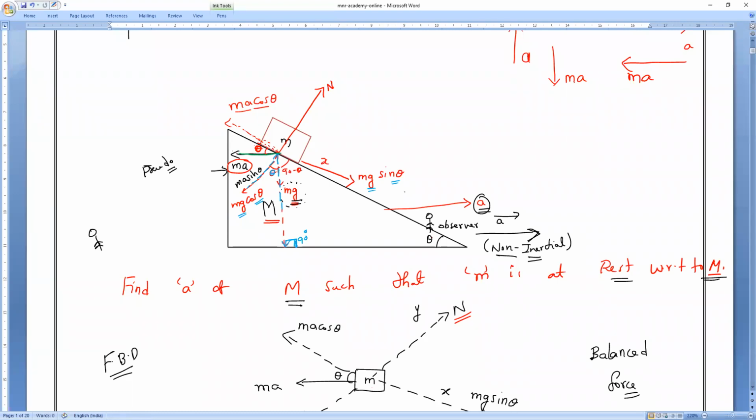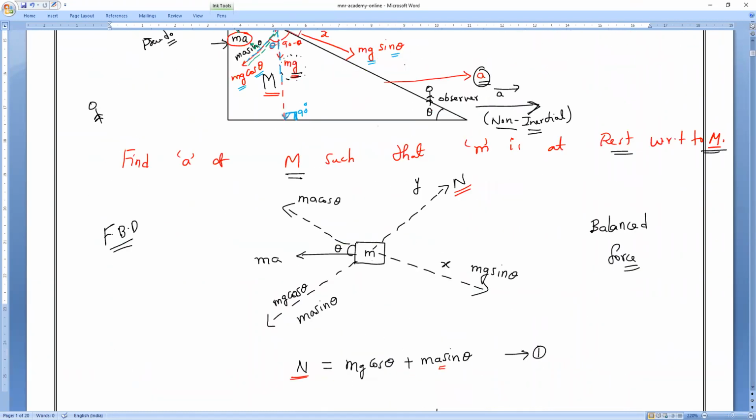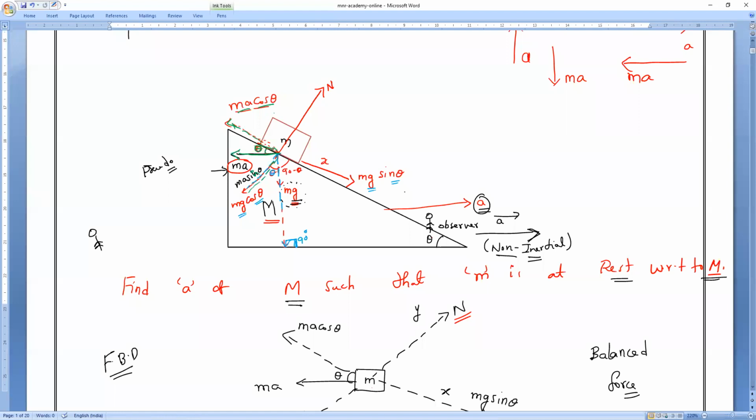Same way for the pseudo force, again there are two components. As the pseudo force acts at angle theta with the surface, this side is theta, so we get ma cos theta, and the other one is ma sin theta. Then with that acceleration, if you slide over the inclined surface, small m should not slide over the capital M, that is, the inclined surface. It will remain stationary.